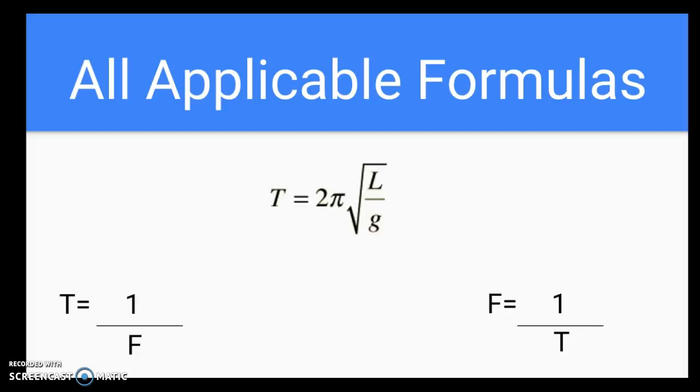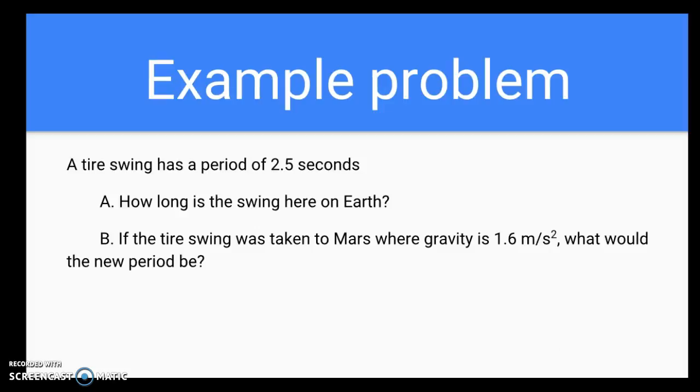For all the applicable formulas, we have period equals 1 over frequency, period equals 2 pi times the square root of L over g, and then frequency equals 1 over the period. The question that we are solving today has two parts, and it states, a tire swing has a period of 2.5 seconds. Part A asks, how long is the swing here on Earth? And Part B asks, if the tire swing was taken to Mars, where gravity is 1.6 meters per second squared, what would the new period be?